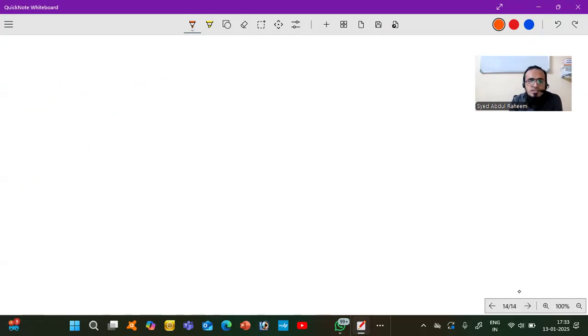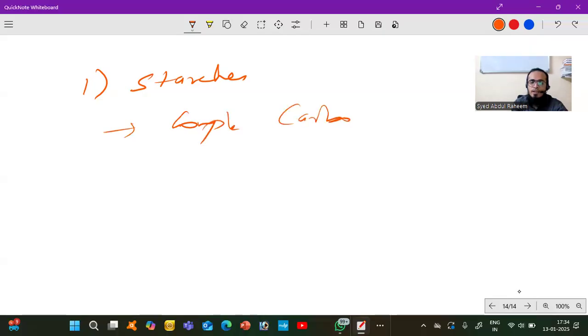First is starch. So what is starch? Basically starch is a complex carbohydrate. Complex means either poly or oligo. So first, it is a complex carbohydrate, and found in many digestible foods, any food which is digestible. Okay, this is very important.